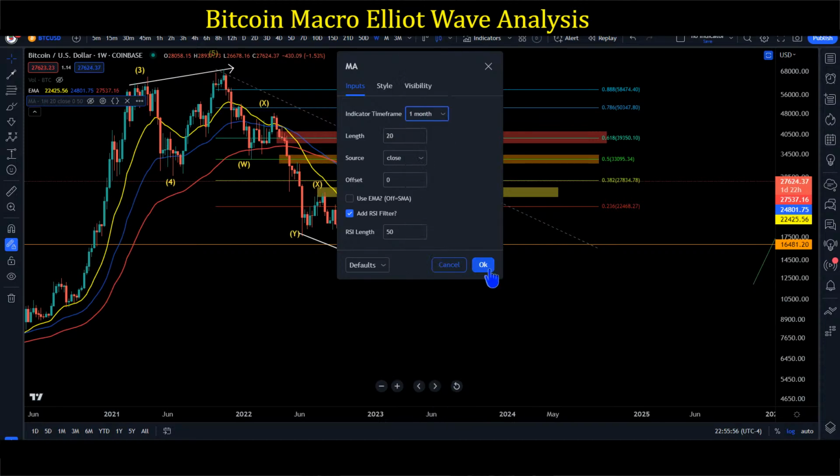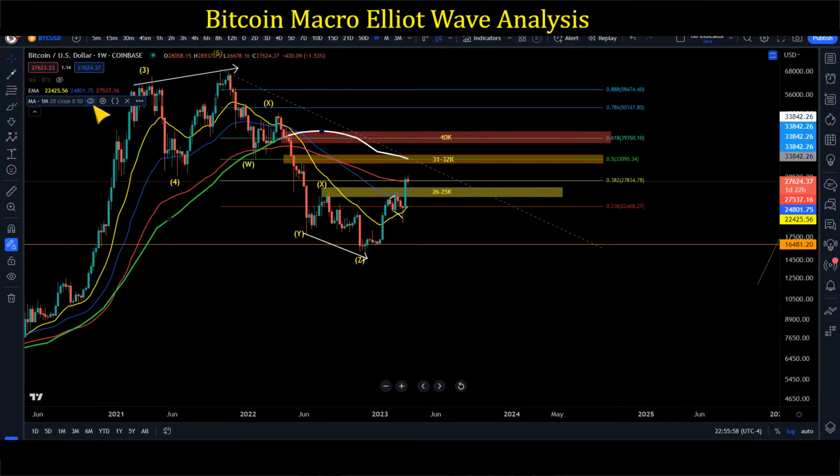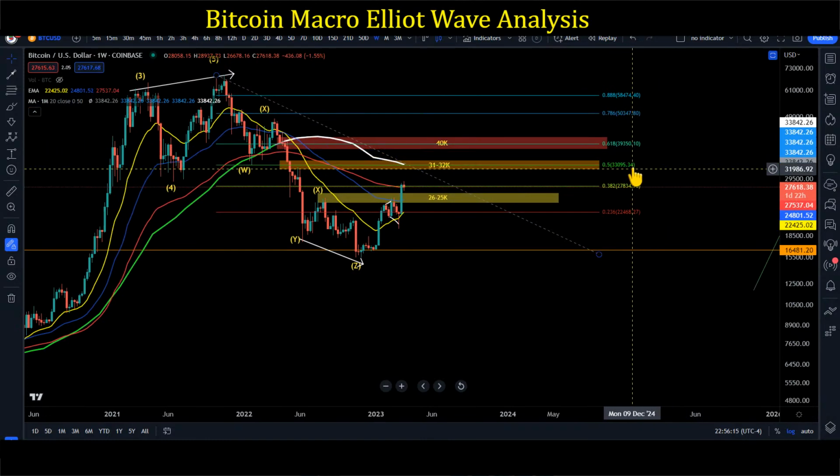33K. Let's check it, take a look at it right here. The monthly 20 SMA is right around 33.8, which is just about a 50% pullback. So we got a good confluence region.